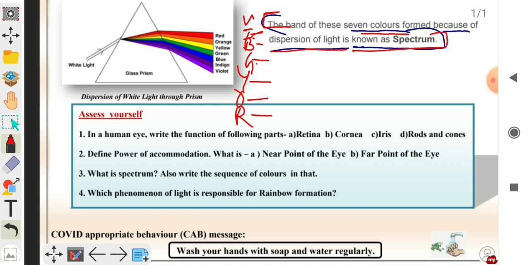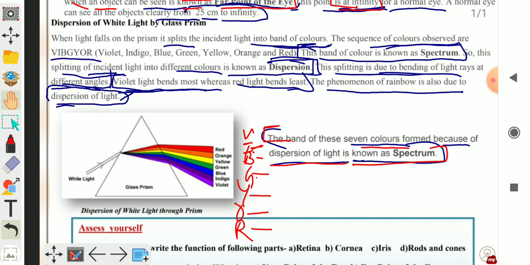Your next question is, which phenomenon of light is responsible for rainbow formation? तो बच्चों, which phenomenon is responsible? Dispersion of light. The phenomenon of dispersion of light is responsible for formation of rainbow in the sky.